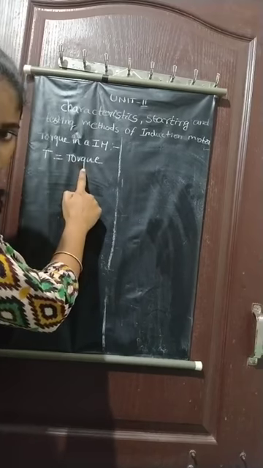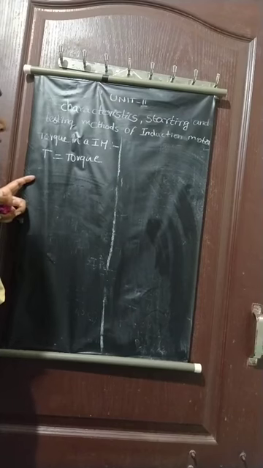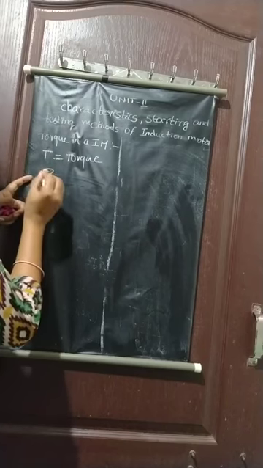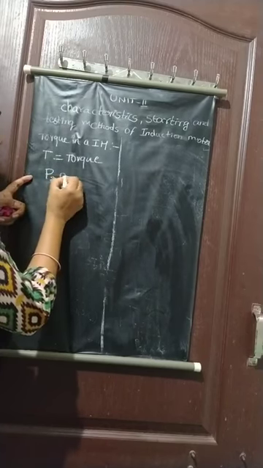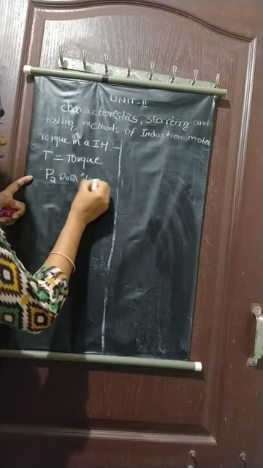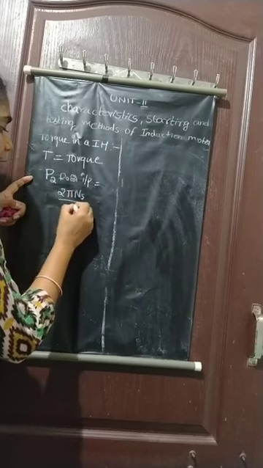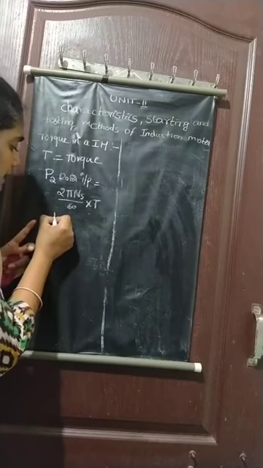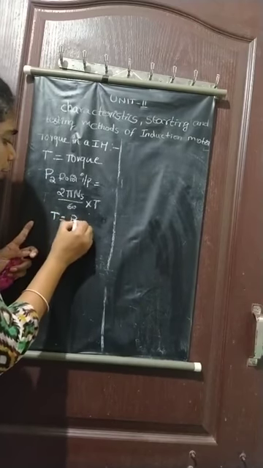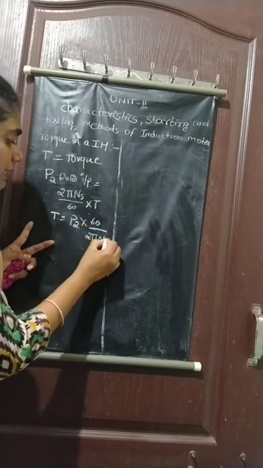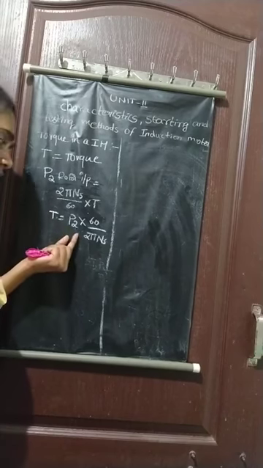T is equal to torque. So here we find out the torque value. First we find the relation between torque and rotor input, that is P2. P2 is nothing but rotor input. P2 is equal to 2 pi Ns by 60 into T. So we find out the value of T. T is equal to P2 into 60 by 2 pi Ns. Okay, we will find out the value of P2.